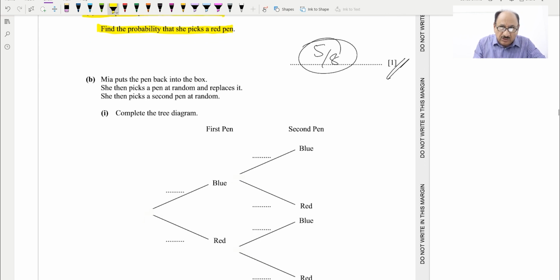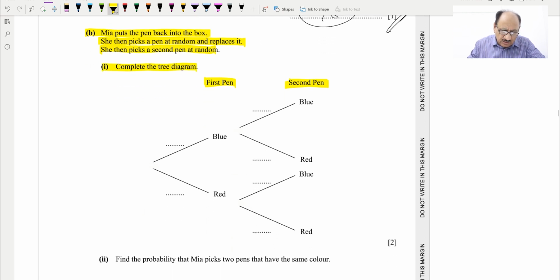Next it is saying Mia puts the pen back into the box, so it's the same probability again. She then picks a second pen at random and replaces it. Replacing means it's again the same probability. So these two draws are given. Complete the diagram. For the first draw it will be 3 by 8 blue and 5 by 8 red, and again because we are replacing, it will be 3 by 8, 5 by 8, 3 by 8, and 5 by 8. This is the complete tree which we have done for 2 marks.